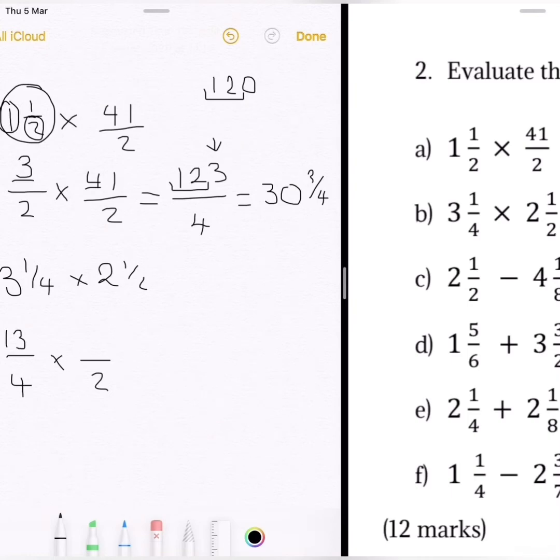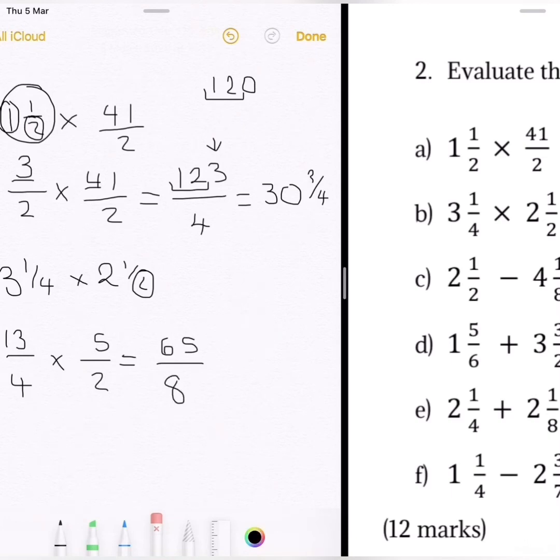And then we do the same here. 2 times the denominator, which is 2. So 2 times 2 is 4. Add the 1 is 5. Then what we do, 13 times 5. Well, 13 times 10 is 50. 5 times 3 is 15. When we add those together, we get 65. And our denominator is 8.